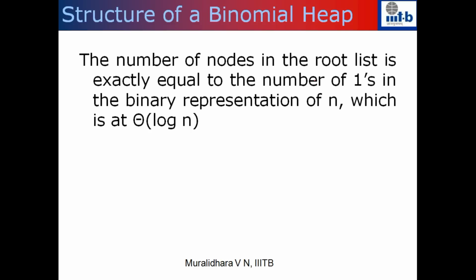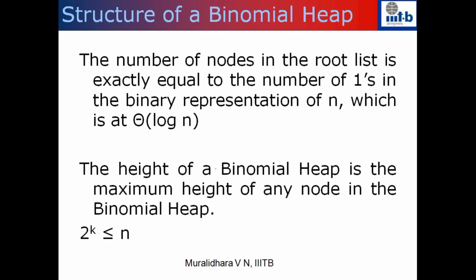So if you want to traverse the root list, since it's a singly linked list, you can only traverse in the forward direction. Traversing the list in one direction will take at most log n time. Then the height of a binomial heap is defined as the maximum height of any node in the binomial heap, right? So the maximum height will always be at the root of one of these trees.